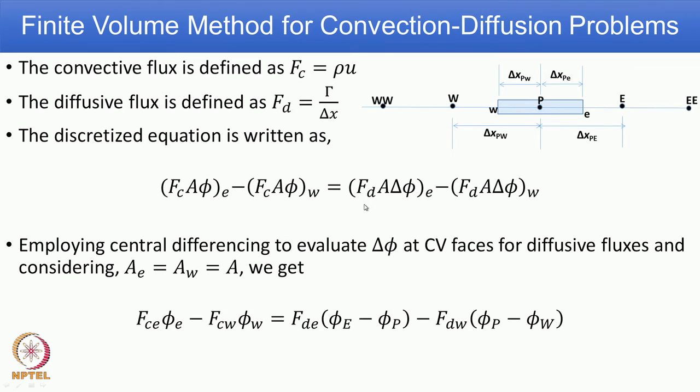equation will get cancelled. So, you get finally an expression as shown here: F_C evaluated at the east face, phi evaluated at the east face, minus F_C evaluated at the west face, phi evaluated at the west face, equal to, we followed the central differencing type of approximation and we already defined F_D as gamma by delta x. So, the corresponding delta x term goes there. So, we get the final form as shown here.